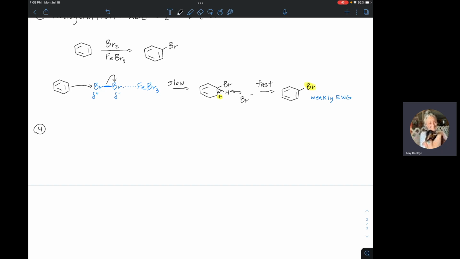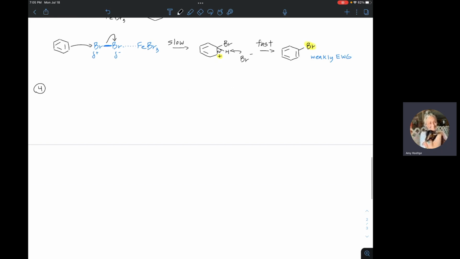Fourth type of electrophilic aromatic substitution. I'm going to lump two things together in the same category. We just saw a Lewis acid sort of in action, but I want to show you another type of reaction that uses them. And there are two reactions that are called the Friedel-Crafts. We're going to do an alkylation and a Friedel-Crafts acylation. So essentially, we're going to be creating a new carbon-carbon bond.